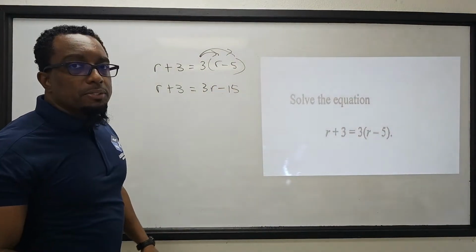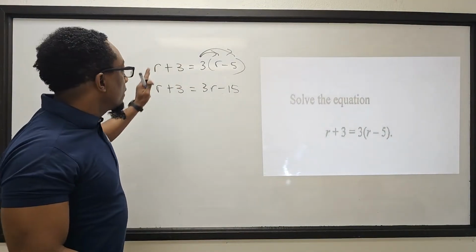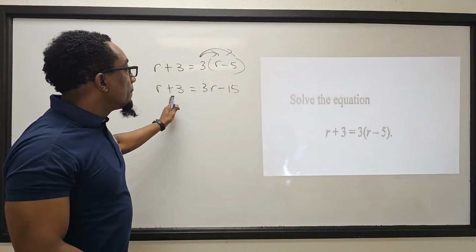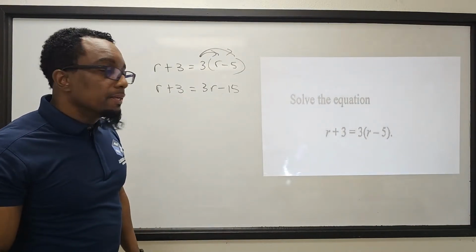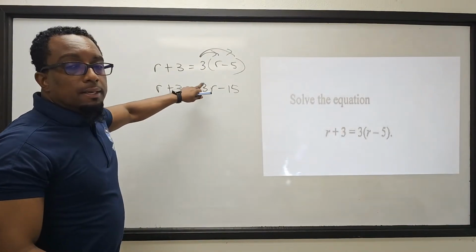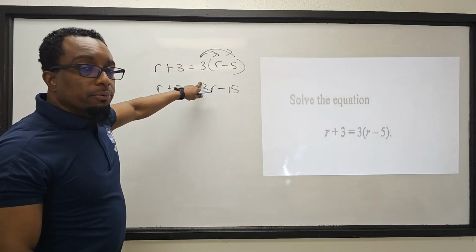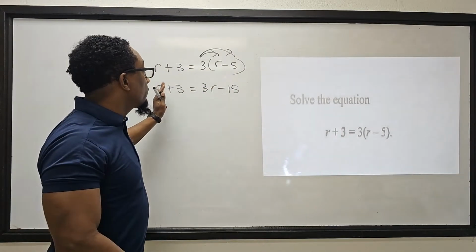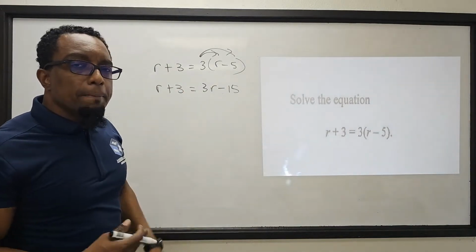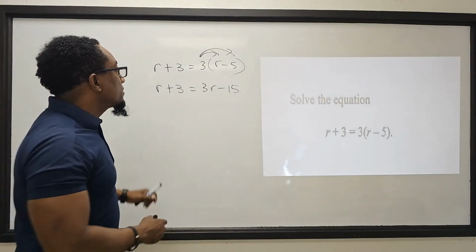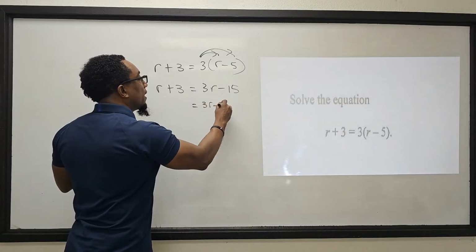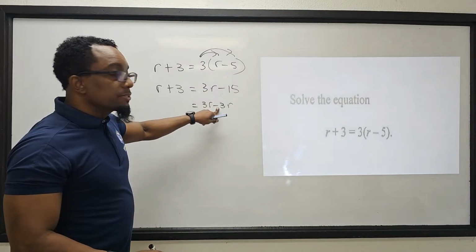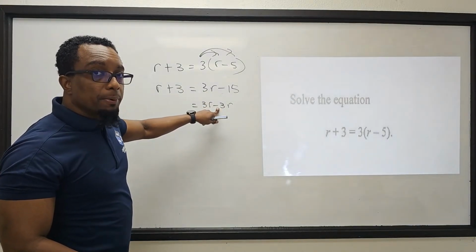So I want all my terms with r on the left side preferably. I want all numbers on the right side preferably. So we can move positive 3r over to the left as negative 3r, or we can subtract 3r from both sides using what we call the balancing method. So we can say here, if you want to use that method, 3r subtract 3r. Because it's positive 3r, I have to subtract 3r with the opposite operation.